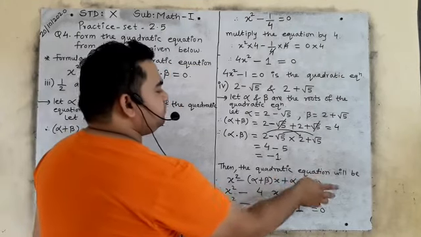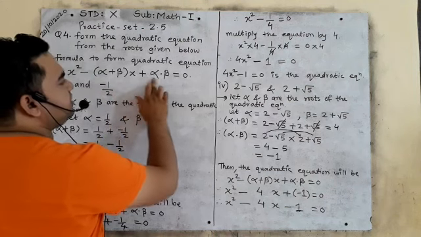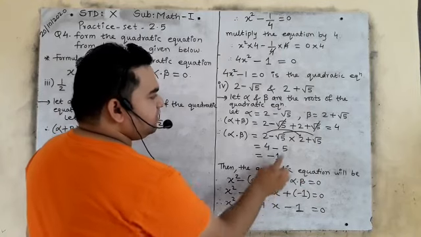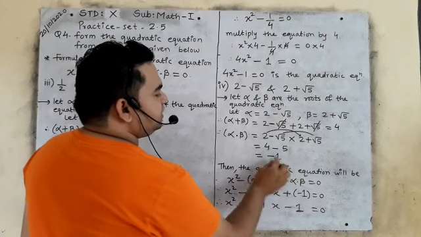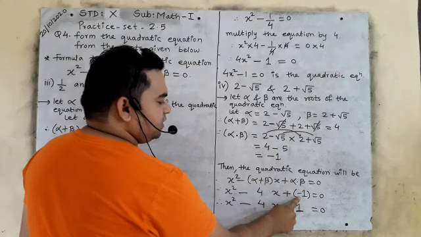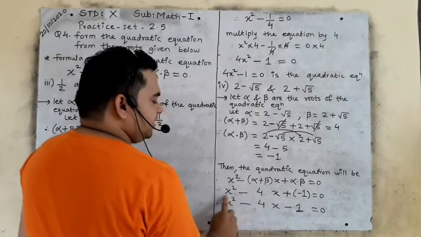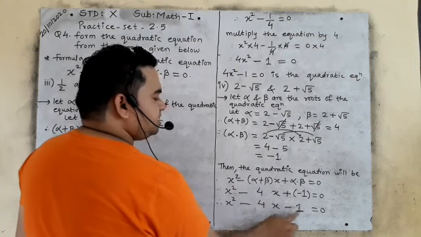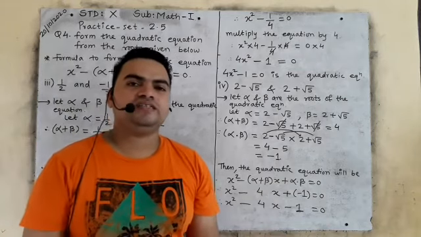Then the quadratic equation will be, write down the formula: x square minus (alpha plus beta) x plus alpha into beta is equals to 0. Put the value. Alpha plus beta value is 4, so 4x. Alpha into beta value is minus 1. Be careful, here is plus, here is minus 1. So x square minus 4x plus multiply by minus will be minus 1 is equals to 0. So this is the quadratic equation. I hope you understood this.